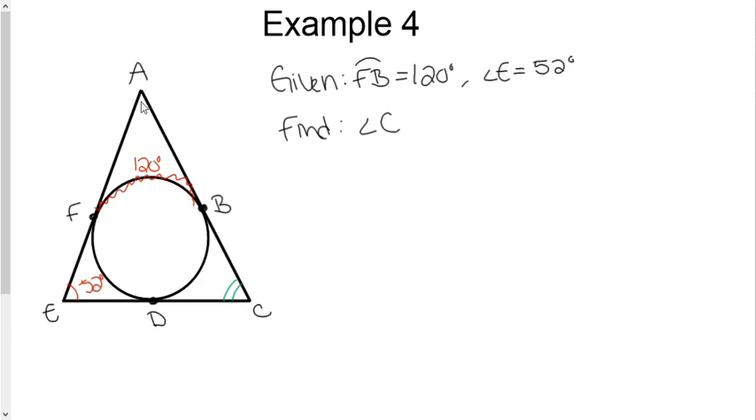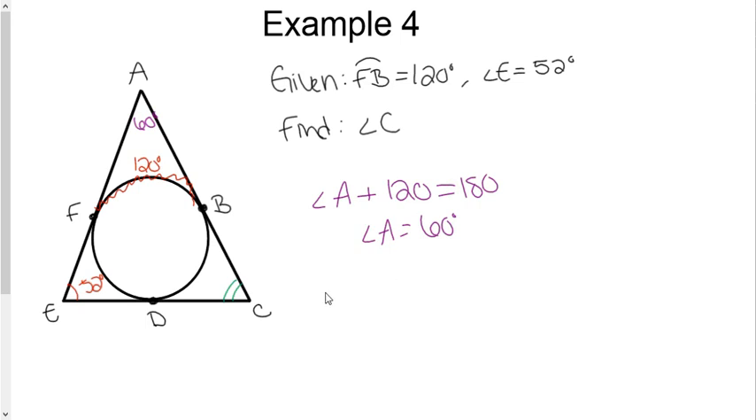Well, I see a triangle. I know that a triangle has to add up to 180 degrees. So that means I need to find angle A, and if I can find angle A, then I can find angle C. Based on the theorem that we just did, I know that this angle right here and this arc right here have to add up to 180 degrees. So angle A plus 120 degrees has to add up to 180. So that means that angle A is 60 degrees. See, not so hard.